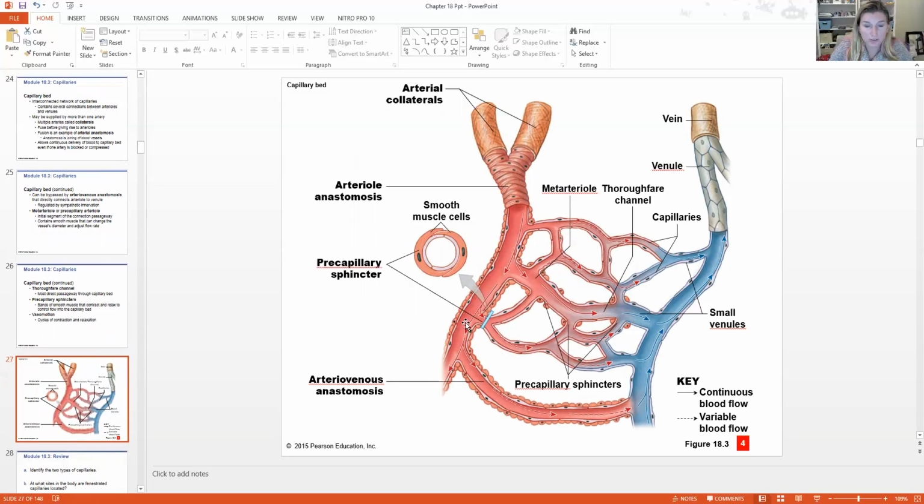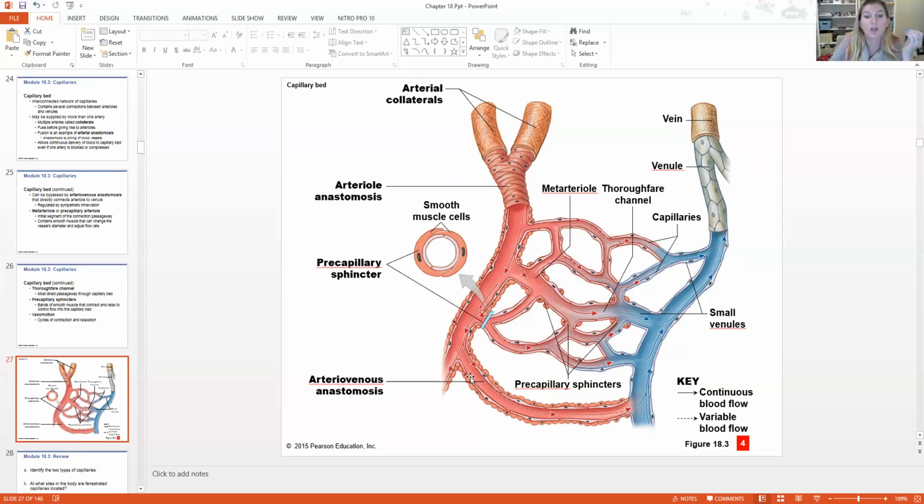Here's the arterial side, our blood. First, we have arterial collaterals, which are fusing in an arterial anastomosis. The anastomosis leads to our arteriole here. Arterioles are going to branch off into different thoroughfares, different pathways, and these pathways are controlled by precapillary sphincters, literally little circular muscles that are at the opening of all of these capillary beds, at the arterial side of all of these capillary beds.